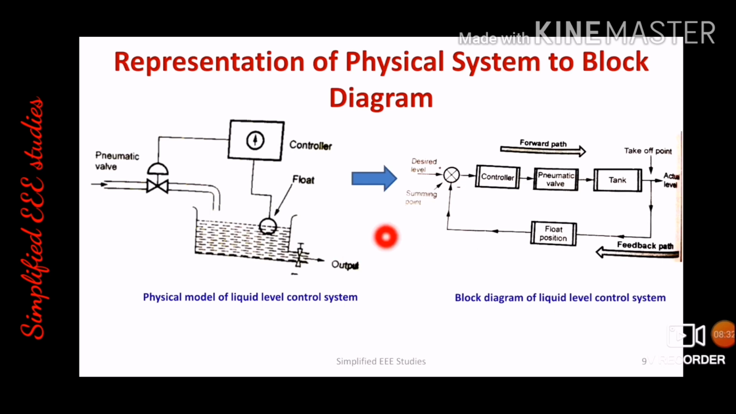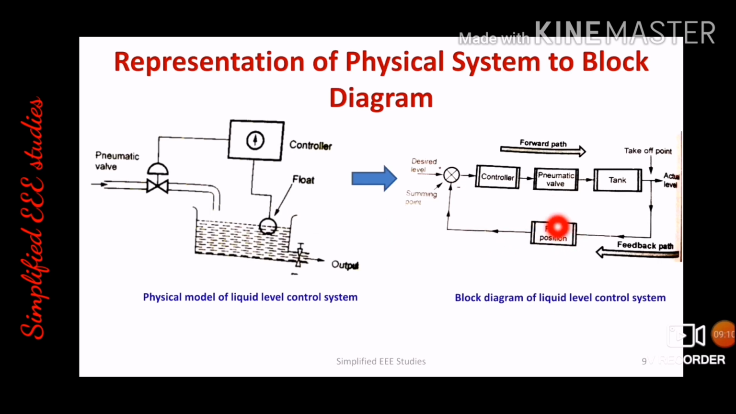Now let us convert all the elements of the physical system to the block diagram. First and foremost, I need to mark the system. Which is the system? The tank is your system. So I need to prepare a separate block for the tank. This block has been created, meaning the tank is your system. Now you have to mention the controller, along with the pneumatic valve. The controller and pneumatic valve are in a separate block, connected to each other. And of course, the float will sense the water level, so we can say that the float is a feedback element.